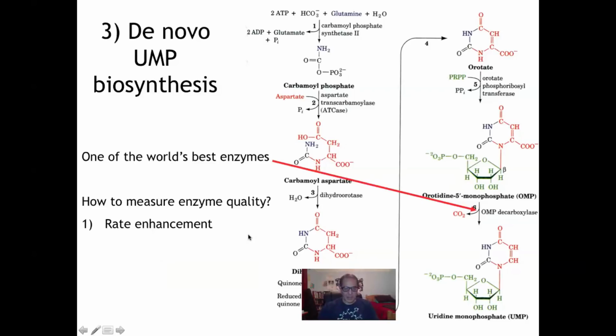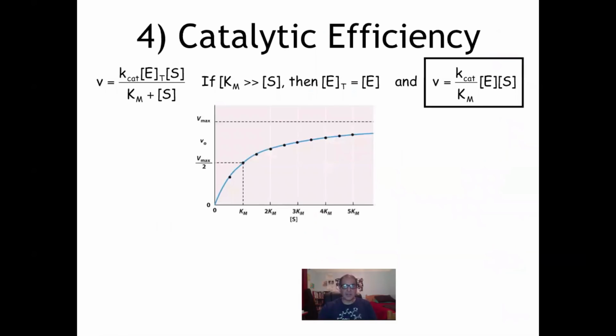That's not the only way you can measure enzyme quality, though. There are other ways. You can measure catalytic efficiency, which is something I think you learned about in 153A, but we'll go over it again in just a minute. And you can also measure something called catalytic proficiency, which in all likelihood is a new concept to you. So we'll be learning about catalytic proficiency as well. Okay, so let's review what catalytic efficiency is.